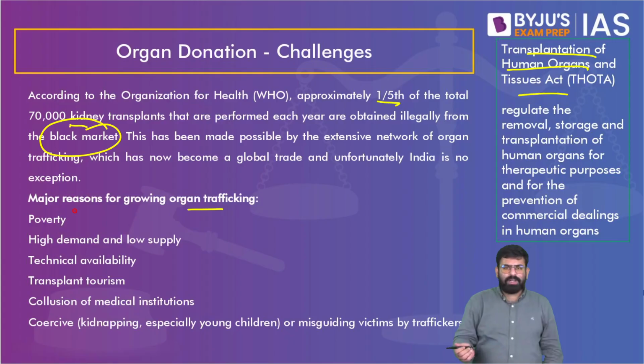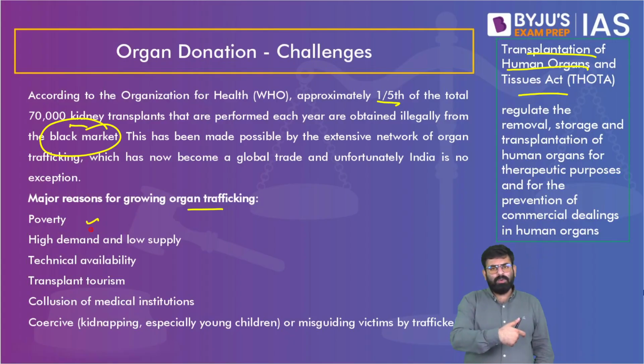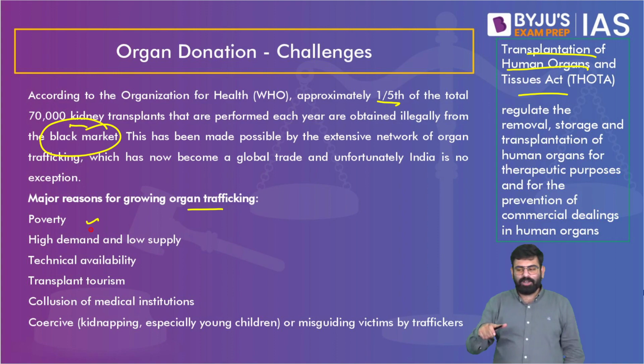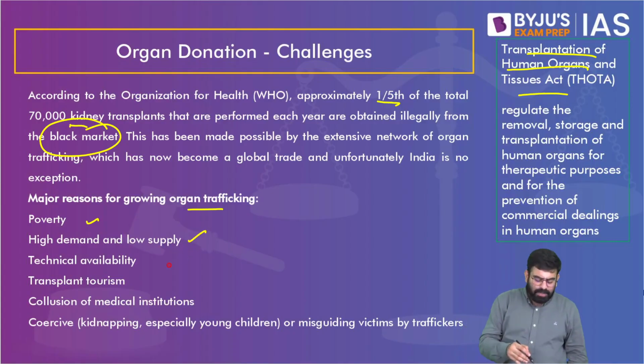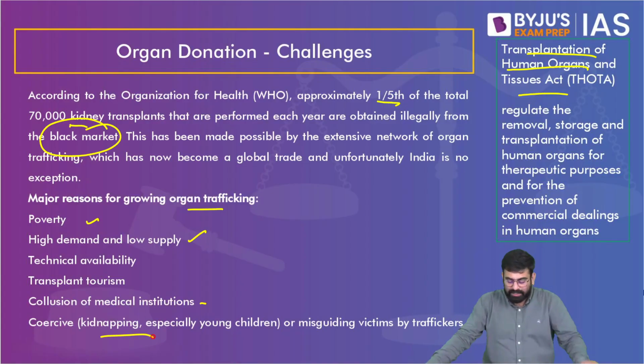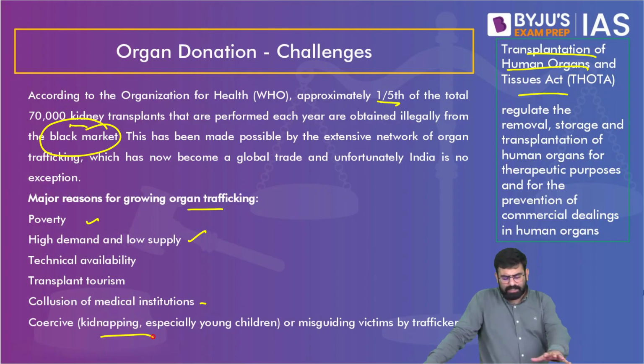So the major reasons for organ trafficking: it can be poverty, because people are poor, they would agree to this commercial trade of organs. Second, because they are poor, they are unaware, so it can happen. There was a recent movie wherein they say, okay, we will treat you for your blindness, but the doctors try to remove one of his kidneys, right? So it can happen because of various reasons. It can be because of collusion of medical institutions, so they would suggest that they are doing this, but they would actually do something else. It can be coercive in nature, kidnapping particularly young children and removing their organs, etc. So these are a few challenges that you can think of related to organ donation.